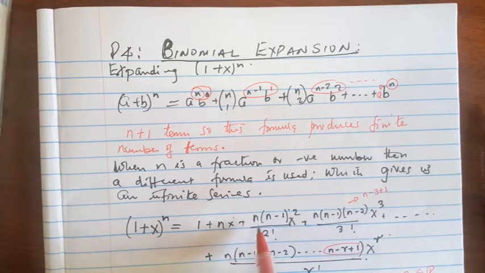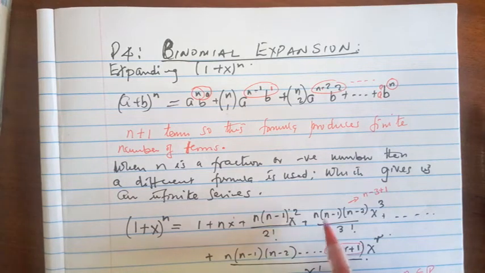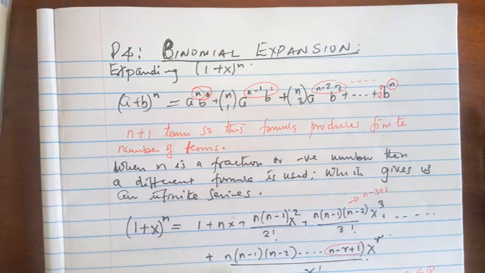The third term is n times n minus 1, x squared over 2 factorial. The next term is n times n minus 1 times n minus 2, multiplied by now an increased index of x, which is power 3, everything over 3 factorial, all the way until the very last term.